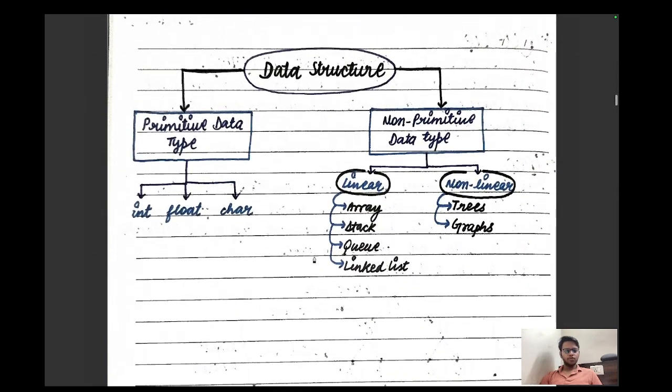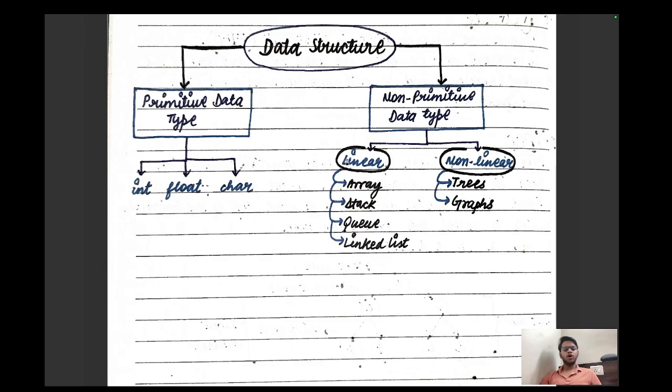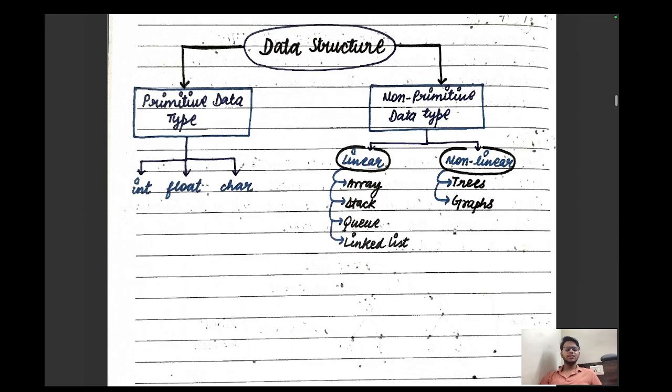Whatever we have studied in our previous two sessions has been pictorially presented in this page. You can see data structures as primitive and non-primitive, and primitive has int, float, and character. Non-primitive has linear and non-linear: array, stack, queue, linked list. Non-linear has trees and graphs.